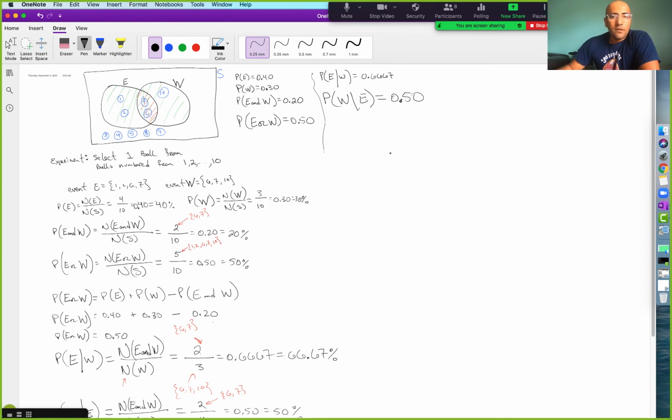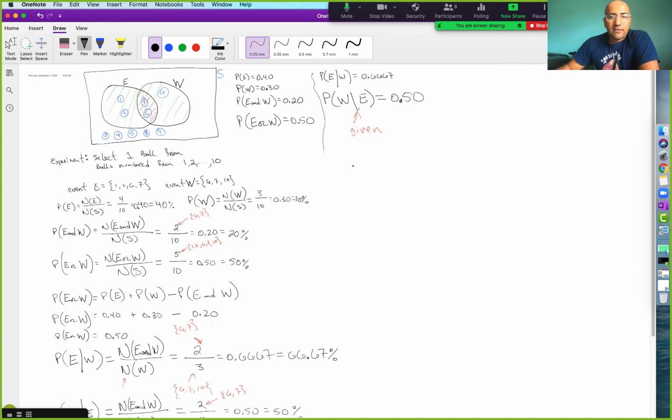Good. So notice, first of all, that the order matters. P of E given W is not going to be the same answer as P of W given E. So the order is important, and they mean different things. It's always given. This bar right here is read as "given that this is true." So the probability of W given E, given that E has occurred, or given that E is true, changes. Good.